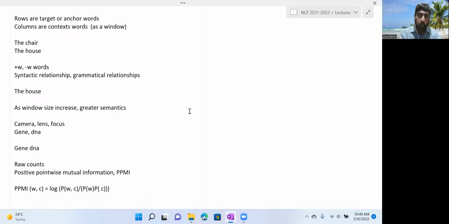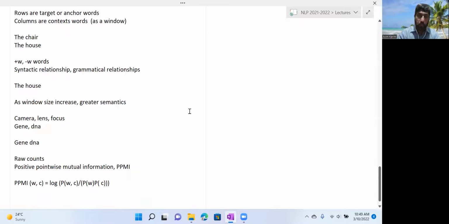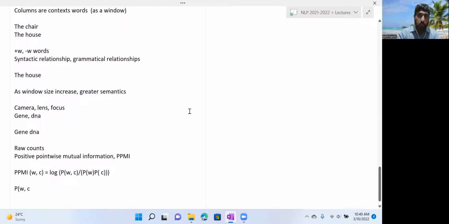If this ratio is 1, we can say that this word and this context word are independent, because from probability theory we know that probability of W and C is equal to probability of W times probability of C when W and C are independent. Of course, if they are not independent, then this ratio would have a different value.